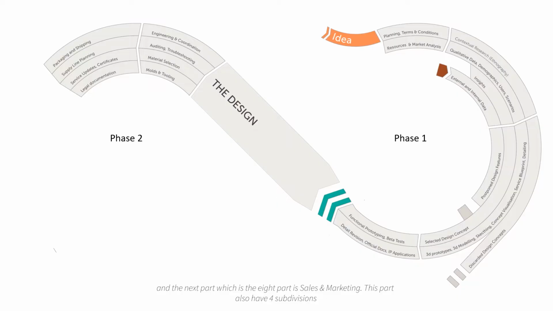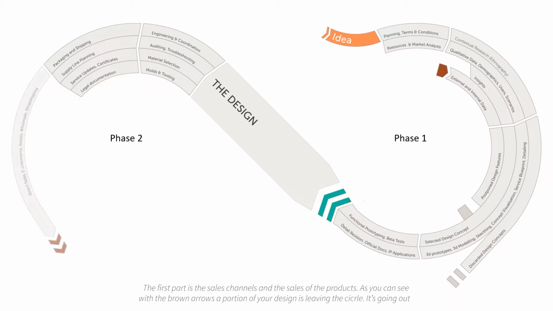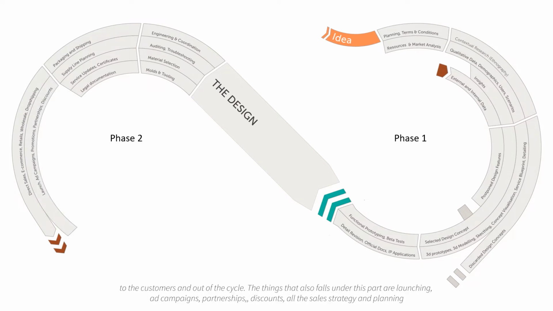And next part, which is the 8th part, is sales and marketing. And this part has also 4 subdivisions. And as you can see, the first part is the sales channels and the sales of the products, or the subscriptions of your products. And as you can see with the brown arrows, a portion of your design is leaving the circle, it's going out to the customers, and it's out of the cycle at that point.